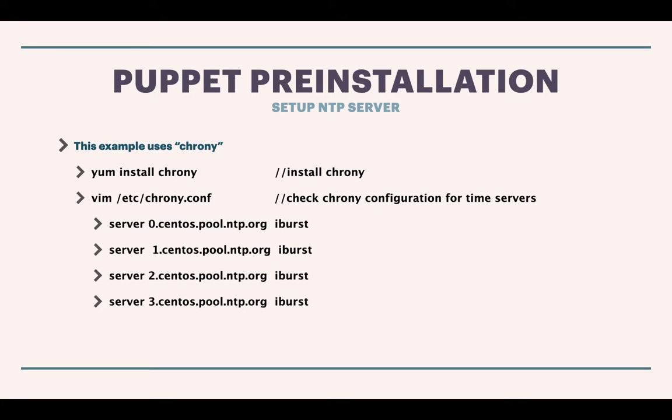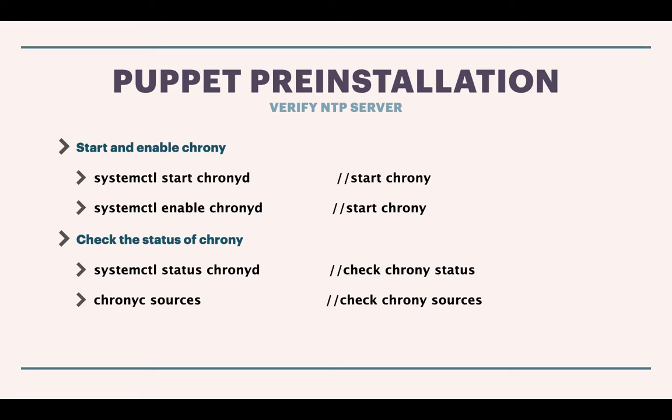Once you establish that connection, you need to set up an NTP server. In your CentOS installation or many other Linux installations, an NTP server may already be installed. In this example, you can just install chrony using the command yum install chrony, and then check the configuration file to make sure that time servers are actually set up in the configuration. Once that's complete, you can go ahead and start and enable chrony and check the status of chrony and its sources. chronyc sources will check the performance of your time server.